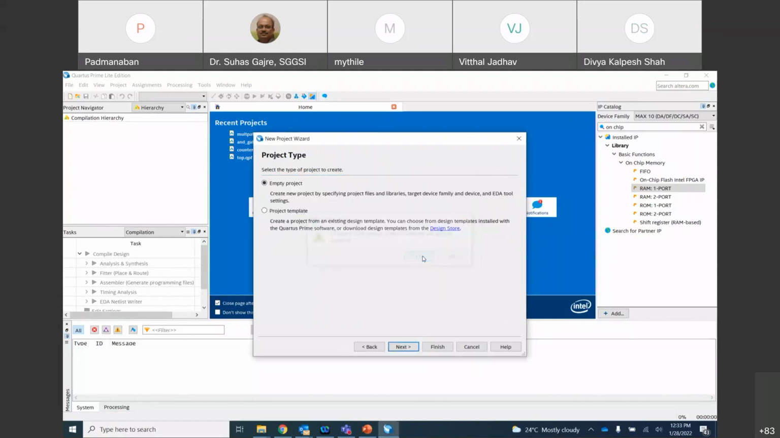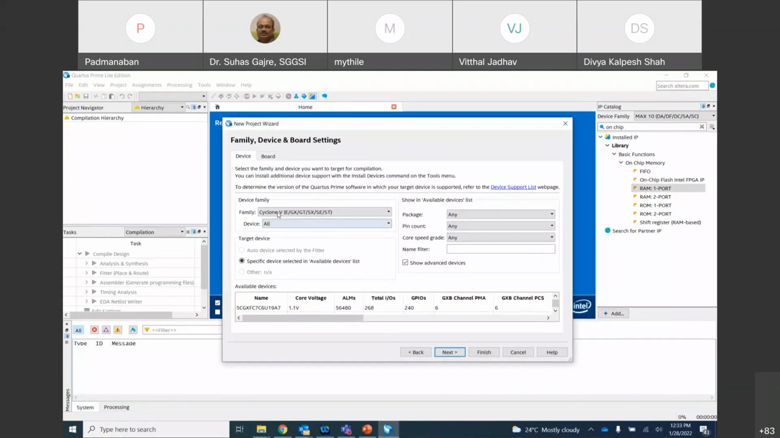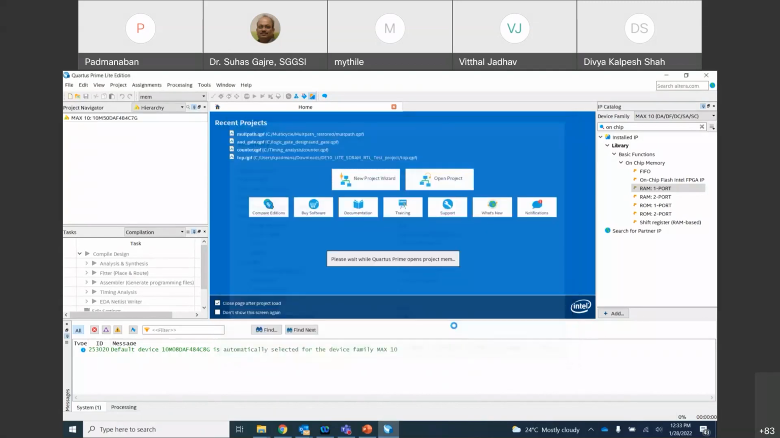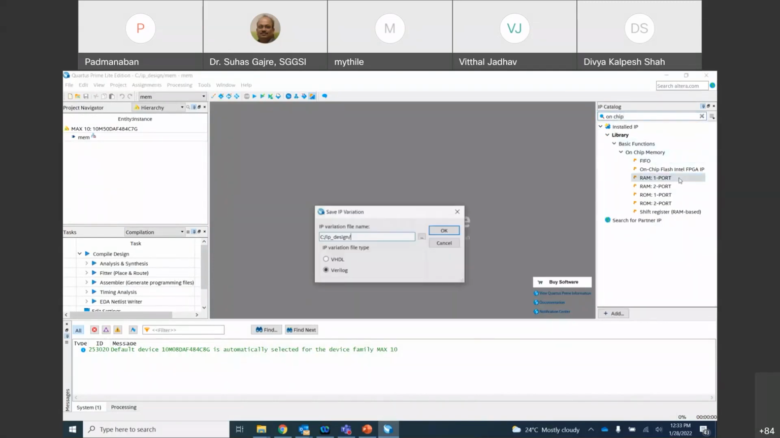Do you want to create it? You can say create empty project. Nothing required. So now you want to select the corresponding device, you can select. Select the device, say next, and then finish. Now what you can do is, here you can type on chip memory. Now you can say RAM single port. Then you can say mem.